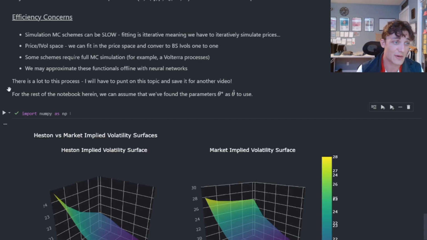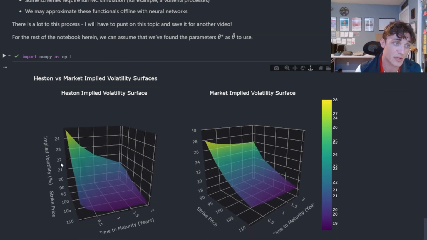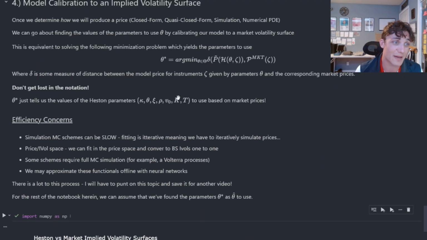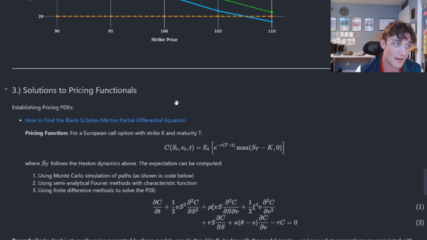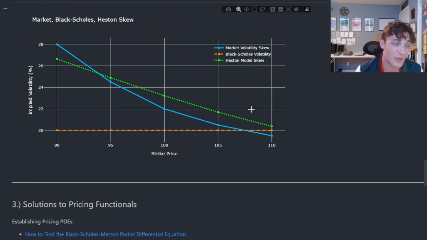exhibiting arbitrage. There is a big efficiency concern if I'm using Monte Carlo simulation because every single time I produce a volatility surface, I'm running a Monte Carlo simulation, and clearly I'm not going to get it right the first time, right? I'm going to have to keep tinkering with the parameters. So imagine I run a 100,000 path simulation, and then it doesn't fit.